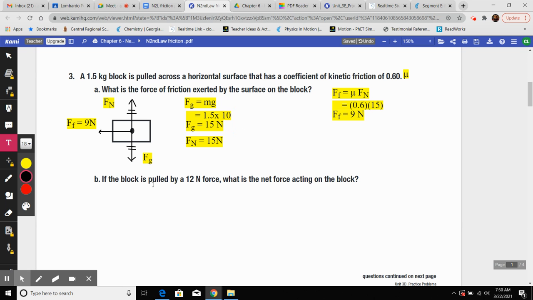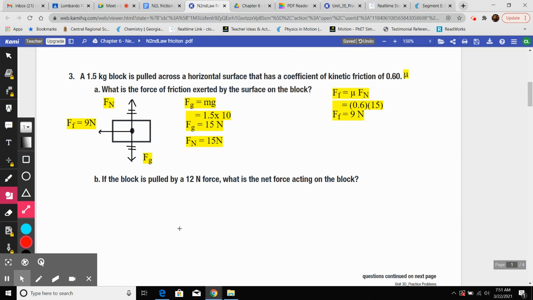Because in part B, they said if the block was pulled by a 12 Newton force, what is the net force on the block? So that is basically saying we have a, actually I don't want to do that in red, let's go back to black, excuse me.